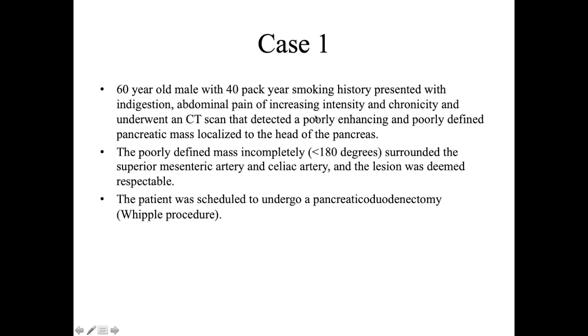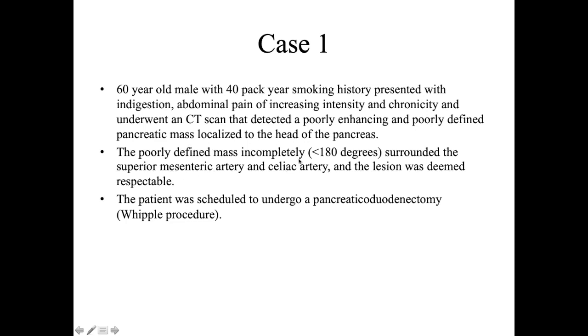He presented with, again, a lot of these tumors, what you're going to find, a lot of pancreatic lesions, they present with vague abdominal symptoms because they're very nonspecific, and that's an issue with pancreatic neoplasms, because the symptoms are very nonspecific, and that makes it very hard to diagnose. But this gentleman presented with abdominal pain, increasing intensity, chronicity. He got a CT scan, and it showed a poorly enhancing, poorly defined pancreatic mass located in the head of the pancreas.